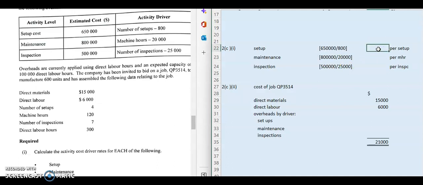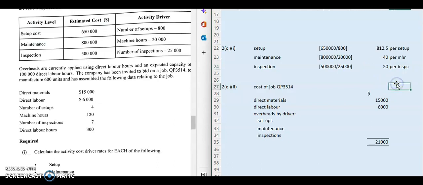All right, so 650,000 divided by 800 is how much? That is 812.5. So $812.50 per setup. The maintenance, this one looks easy, 800,000 divided by 20,000, so that is $40 per machine hour. And the inspection is 500,000 divided by 25,000, so that should also be just $20 per inspection.